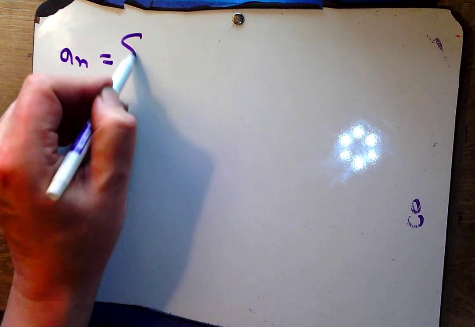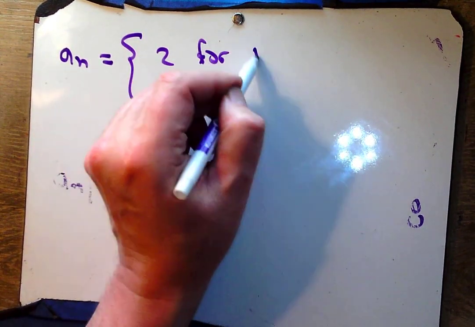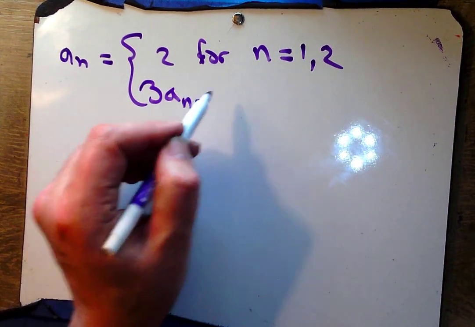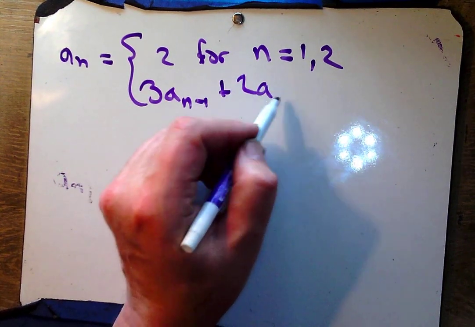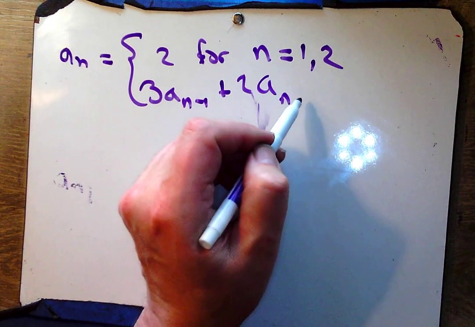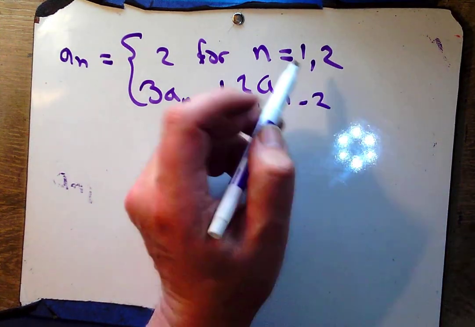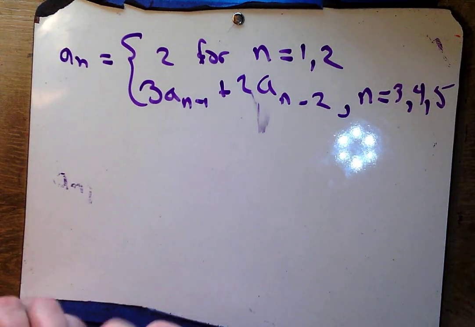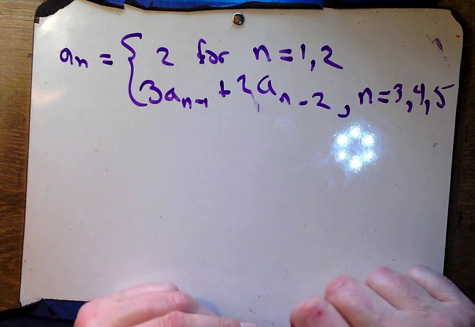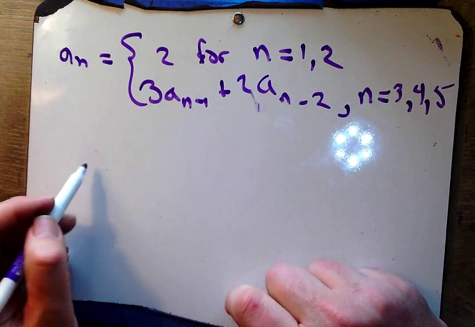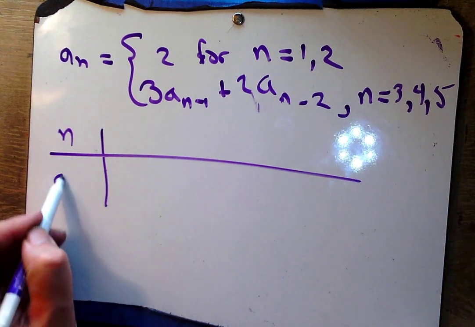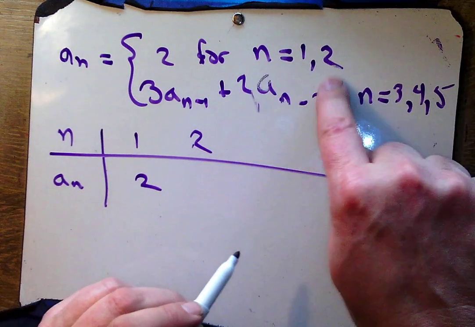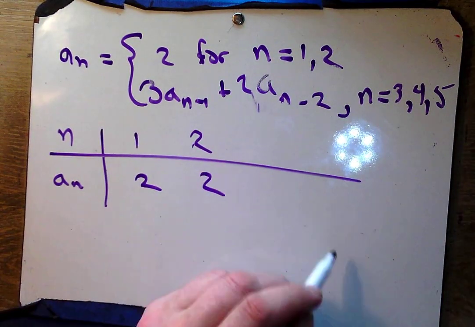A sub n equals 2 for n equals 1 and 2, and 3 a sub n minus 1 plus 2 a sub n minus 2. And that's going to work for n equal to 3, 4, and 5. And here I want to find the value still of the first 5 terms. Value of the first term is 2. Value of the second term, when n equals 2, the answer is 2.